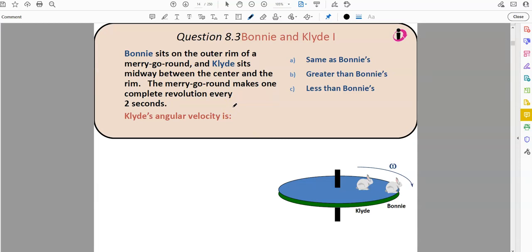Bonnie sits here on the outer edge, and Clyde sits midway in between Bonnie and the center. The merry-go-round is going to make one complete revolution every 2 seconds. Compare Clyde's angular velocity to Bonnie's. Will Clyde's angular velocity be the same as Bonnie's? Will it be greater than Bonnie's? Or will it be less than Bonnie's?